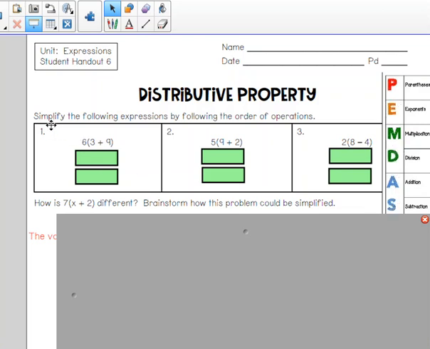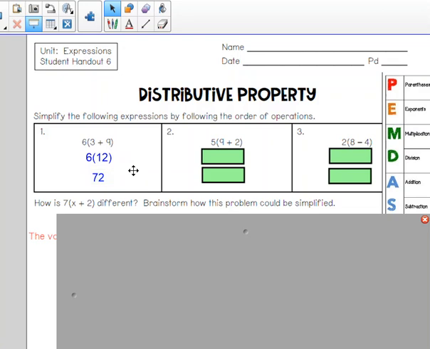So let's start with the first set of instructions. Simplify the following expressions by following the order of operations. So if I look at this right here, I know I start with parentheses, okay? Start with your parentheses. So do 3 plus 9 first. We get 12, so essentially 6 times 12. And if we do that, we get 72. So that's kind of where we're starting, all right?